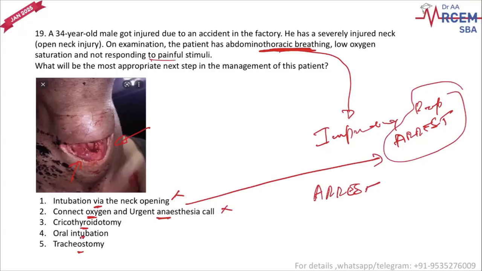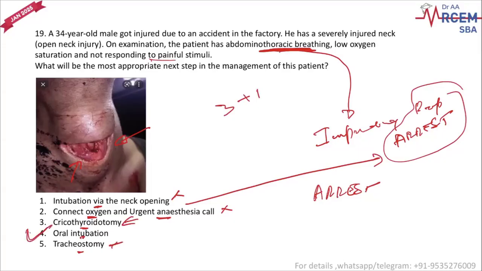In the difficult airway algorithm, what do they say? Simple things. First, start with oral intubation. Do 3 attempts plus one for the expert. If you fail at that point of time, then you go for plan B, plan C, plan D. In plan D, you will be getting a cricothyroidotomy or tracheostomy. That is front of neck access, what you're doing.